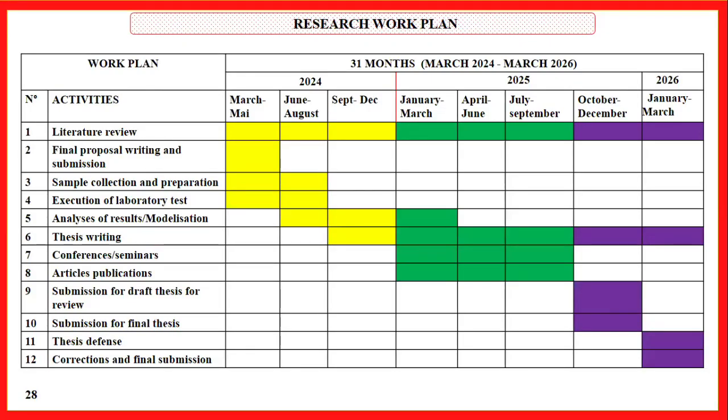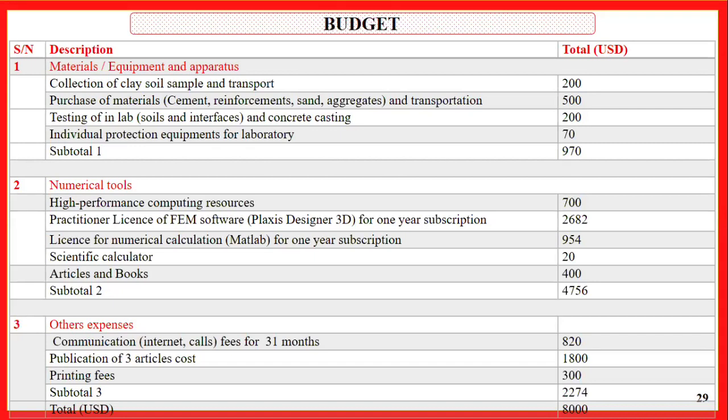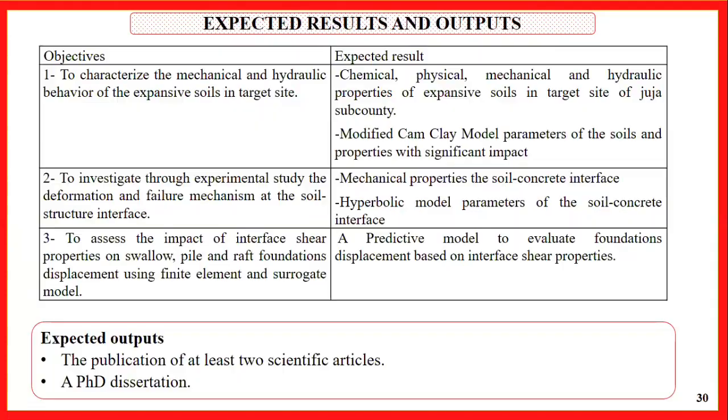This is the background of the research, which will cover 31 months. The budget that we propose is about 8,000, and we expected at the end of the first objective to have the chemical, physical, mechanical, and hydraulic property of expansive soil, the modified sampling model parameters, and also the properties influence on these parameters.